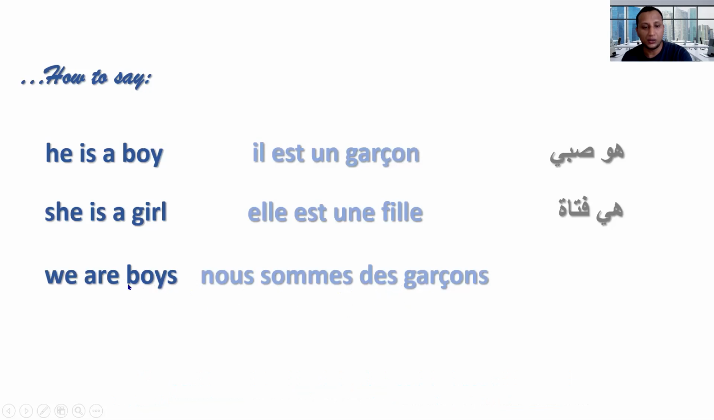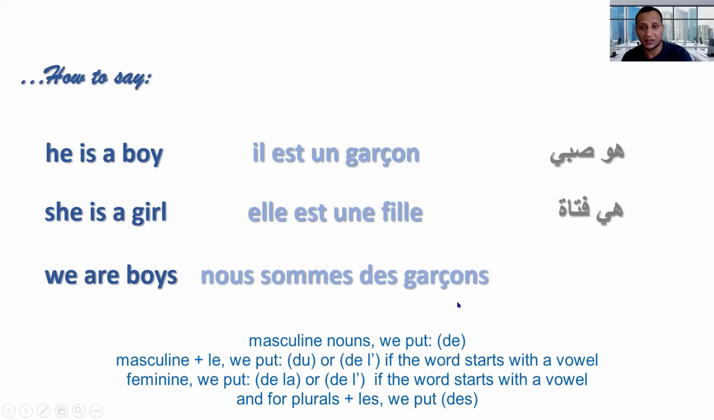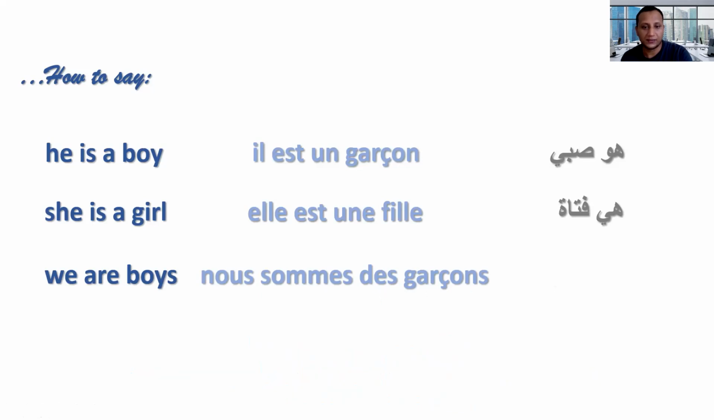Des, de, les, de, les. So, nous sommes des garçons. We're gonna study the use of de, du, and de la, du, and de l', des. We're gonna study it in further details next time. نحن صبيان in Arabic.